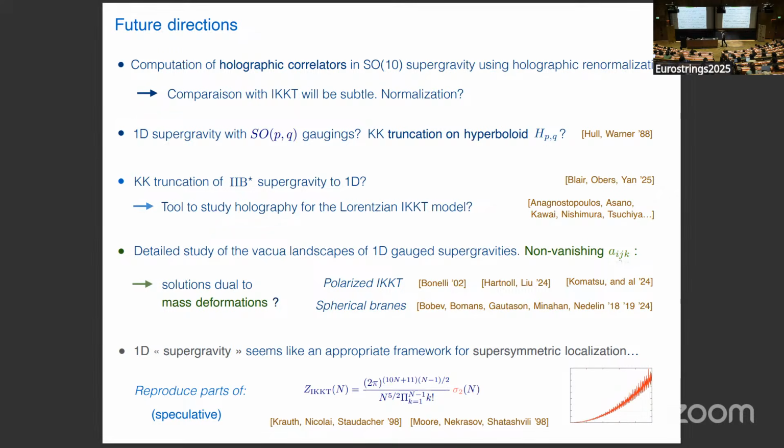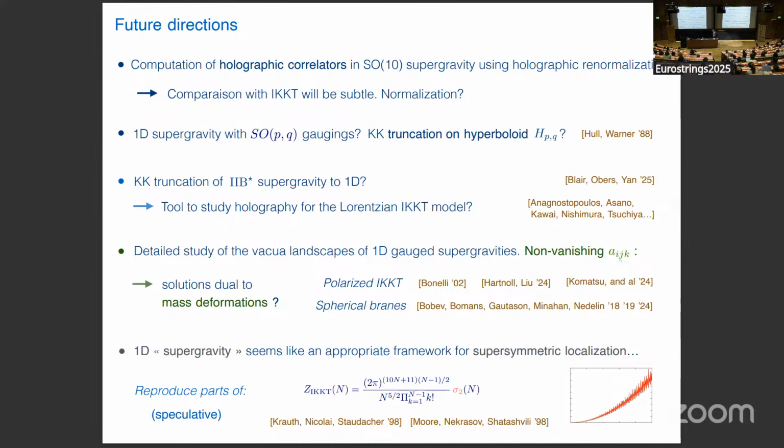With this setup that we have now, of course, what would be nice to do is to have some clear computation of holographic correlators using the SO(10) one-dimensional supergravity we constructed and to compare to certain correlation functions in the IKKT matrix model. So this will require using the framework of holographic renormalization. But I should say this will be interesting but subtle, because these correlation functions that you're computing are really just numbers, since you're in zero dimensions. So the normalization of this correlation function will be a subtle point.